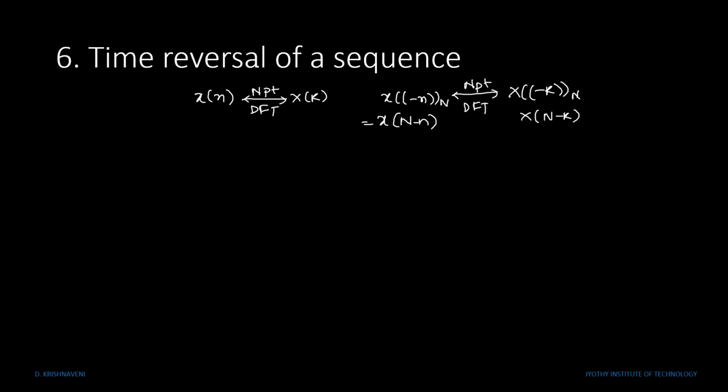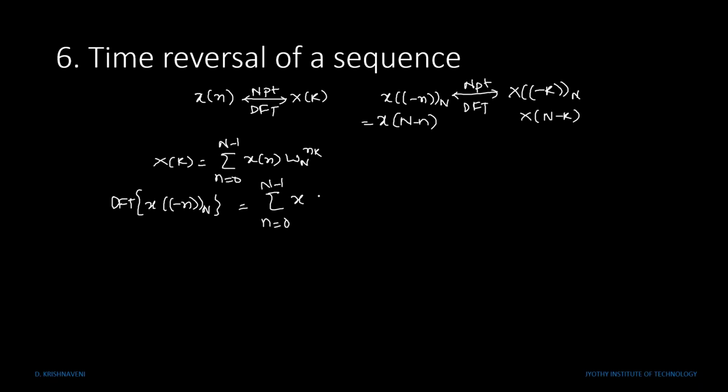So let us take the DFT of x of n, that is X of k, which is given by summation n equal to 0 to N minus 1 x of n W_N to the power of nk. Now if you want to find out the DFT of x of minus n modulo N, then that will be equal to summation n equal to 0 to N minus 1 x of minus n modulo N, I'll directly write it as x of N minus n, W_N to the power of nk.